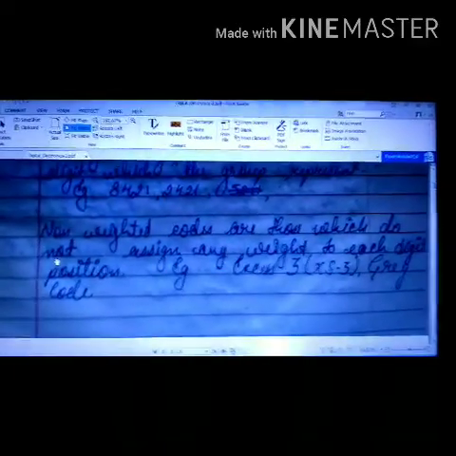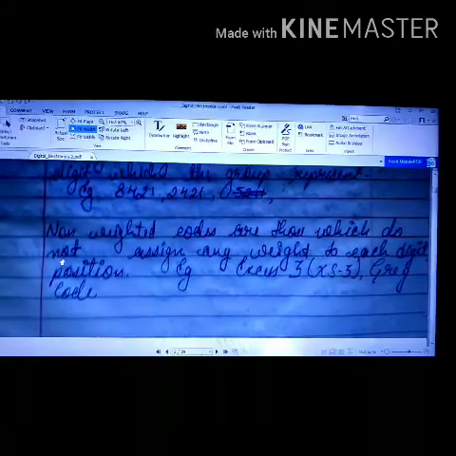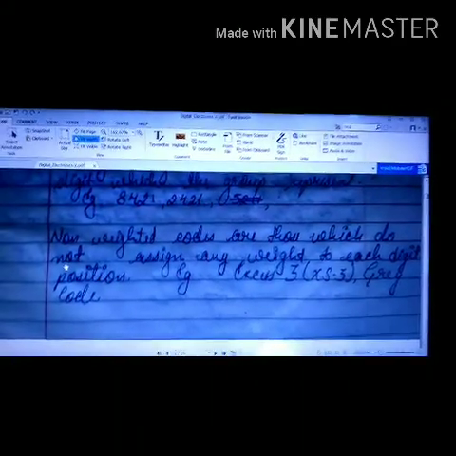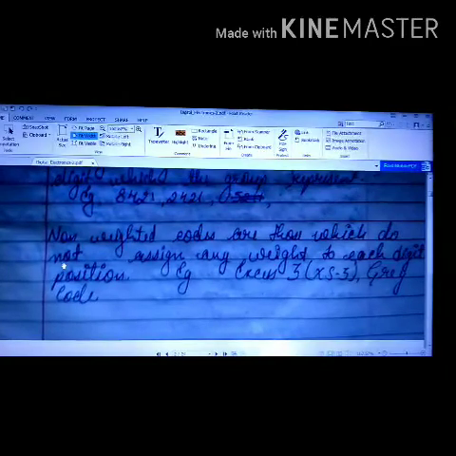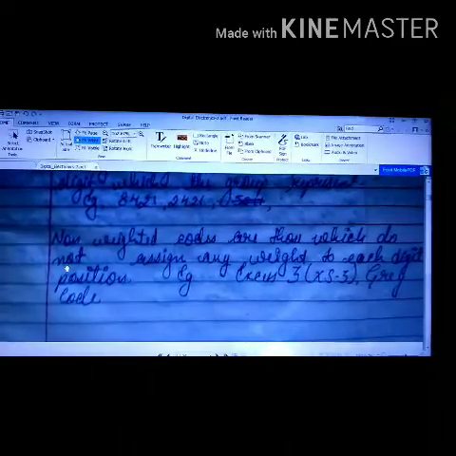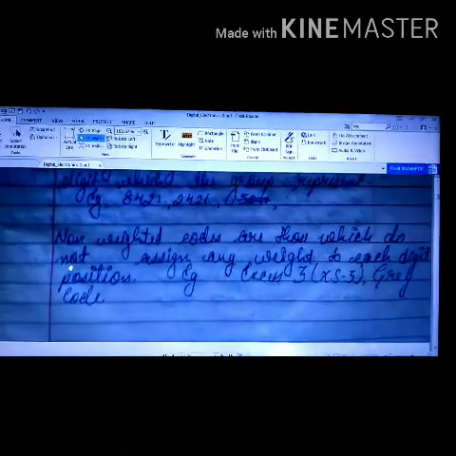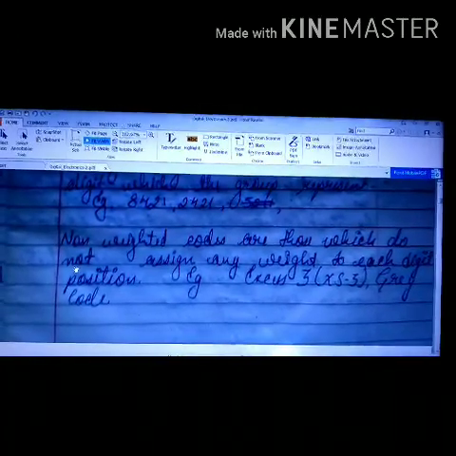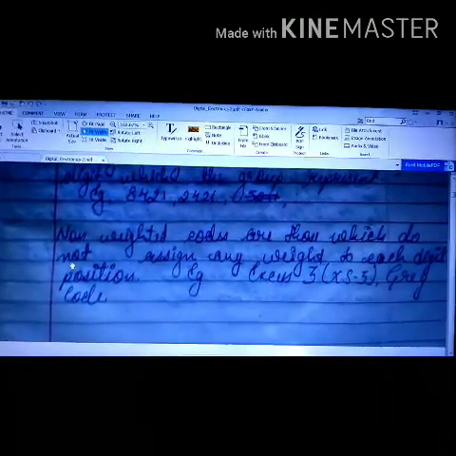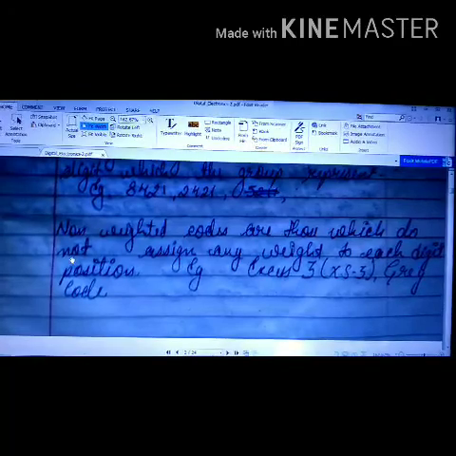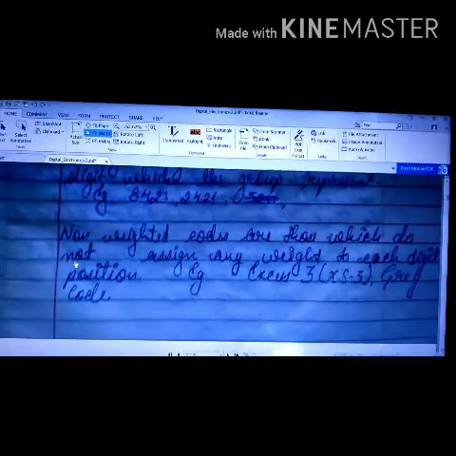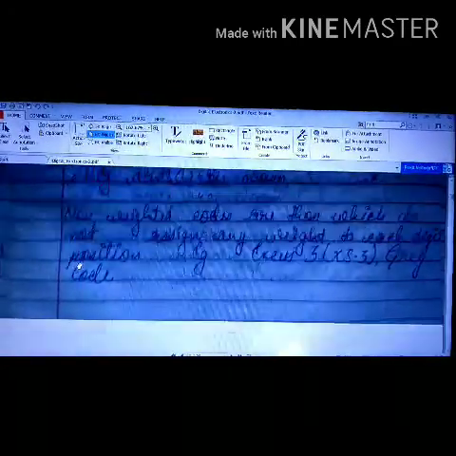Then there come non-weighted codes. These are codes which do not have any assigned weights to each digit or their positions. Their examples are excess-3 and gray code. When we will be talking about excess-3 and gray code, then you will better understand why they are not weighted codes.